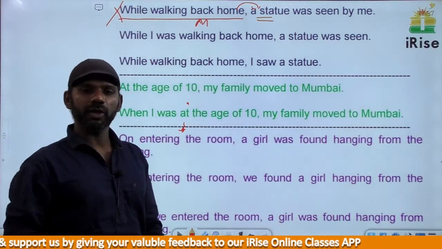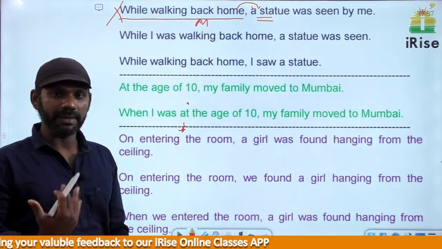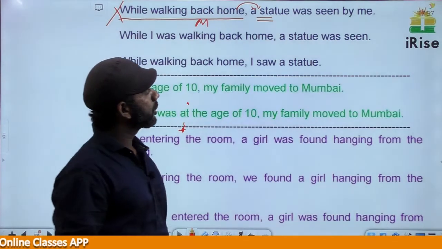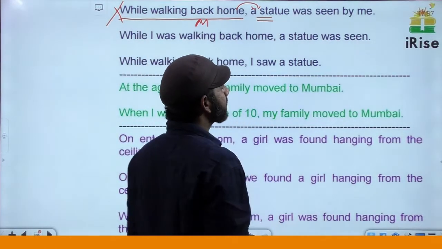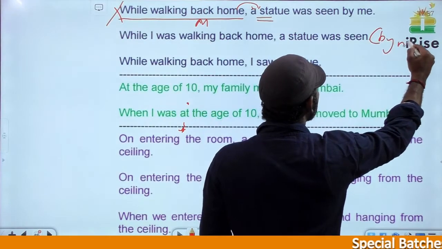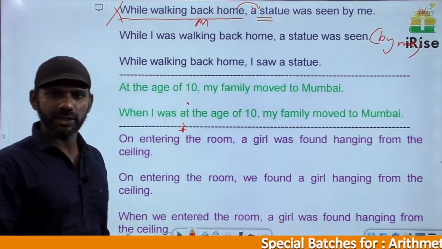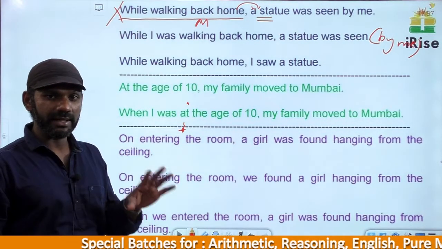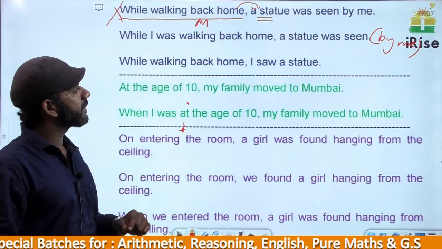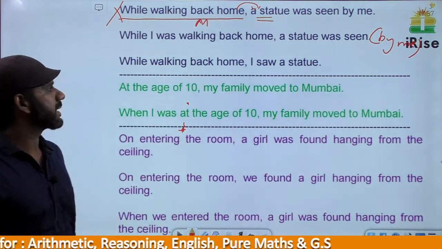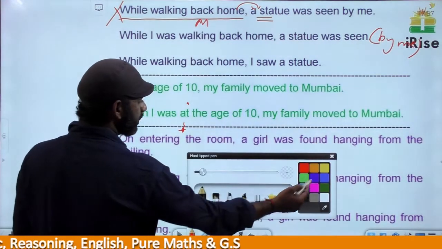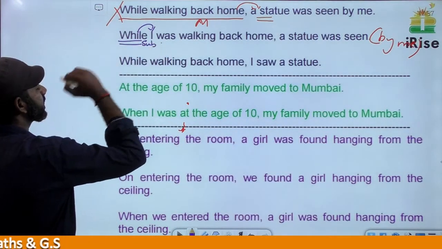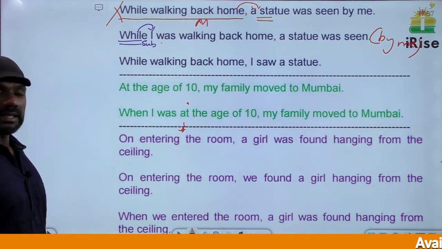In fact, who must be walking back home? I must be walking back home. Come to the second one. While I was walking back home, comma, a statue was seen. Was seen means was seen by me. By me is not required here. It's understood because when I walk back home only I can see the statue. While is an adverbial modifier. Immediately after while we have the subject I. Exception with adverbial modifiers. Grammatically correct.